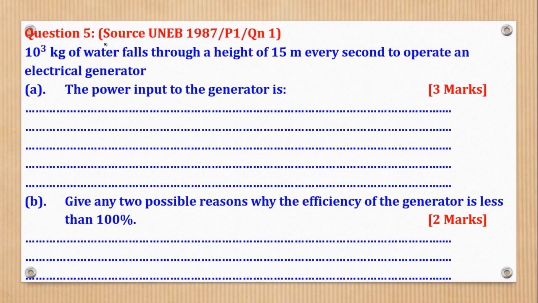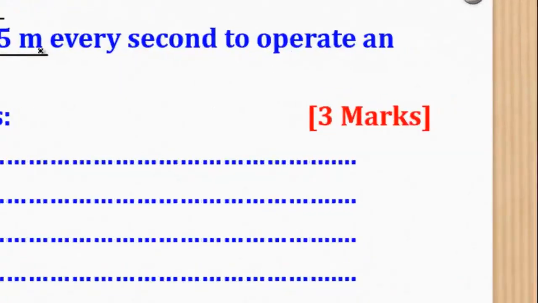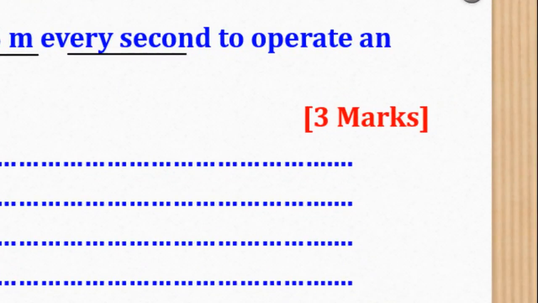So now we shall go to question 5. Question 5 came from UNEB 1987, paper 1, question 1, and it says that 1000 kilograms of water falls through a height of 15 meters every second to operate an electrical generator. Part A, they say calculate the power input to the generator.